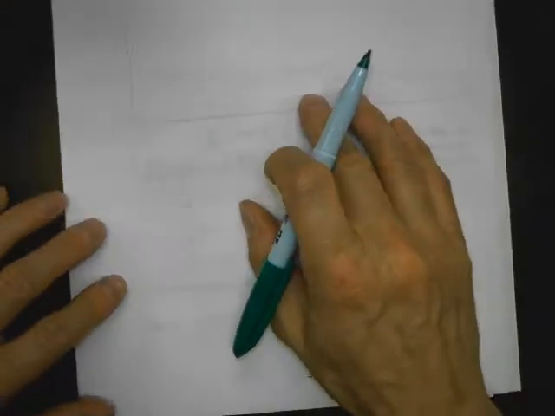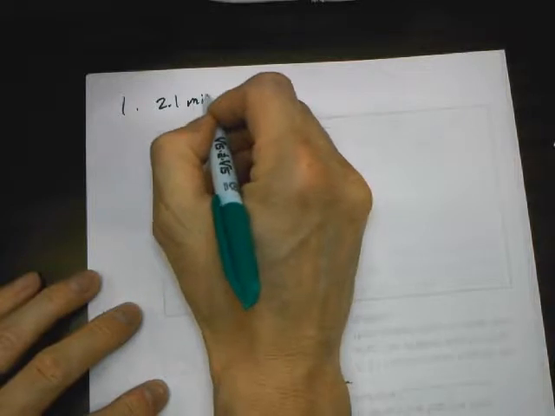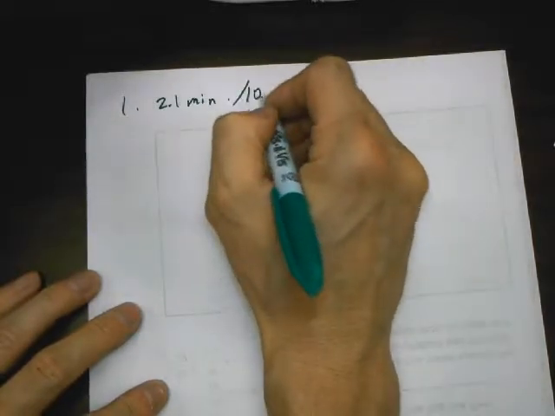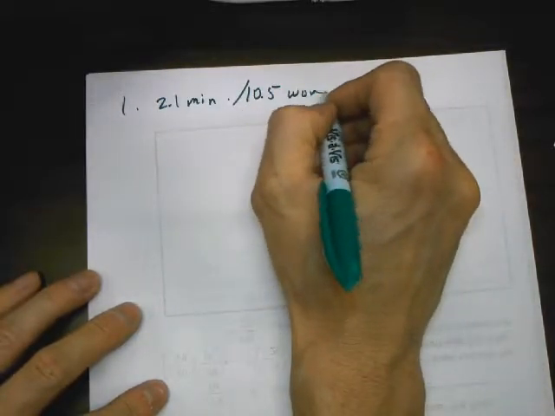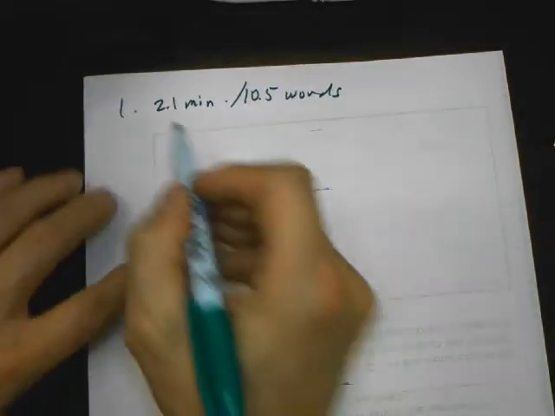7th grade math, test 6, study guide, problem number 1. In 2.1 minutes, you can text 10.5 words. How many can you do in 8 minutes?